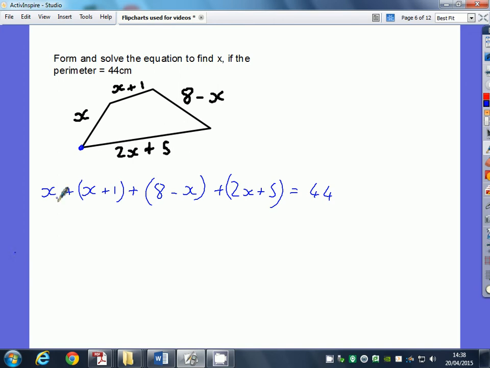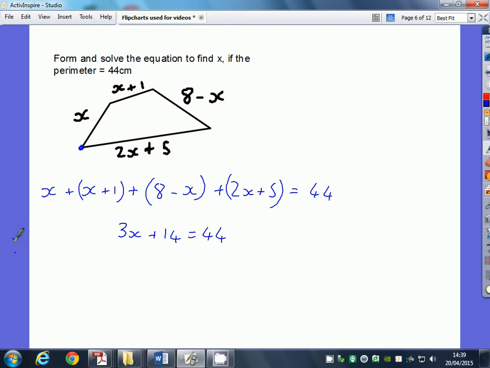So I've got x plus x minus an x plus 2x. Well, that gives me 3x's altogether. So x plus x is 2x, take an x is x, add your 2x is 3x. And then I've got 8, 1, and 5. So that's 13, that's 14. So 3x plus 14 equals 44.